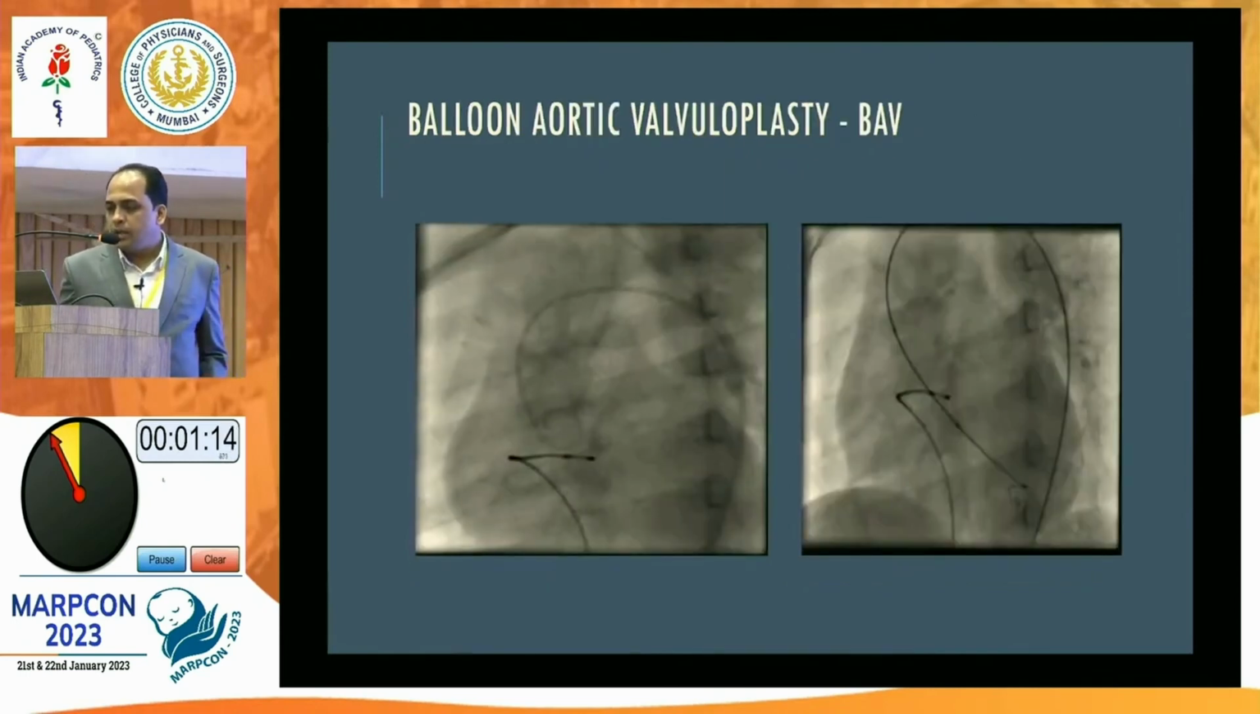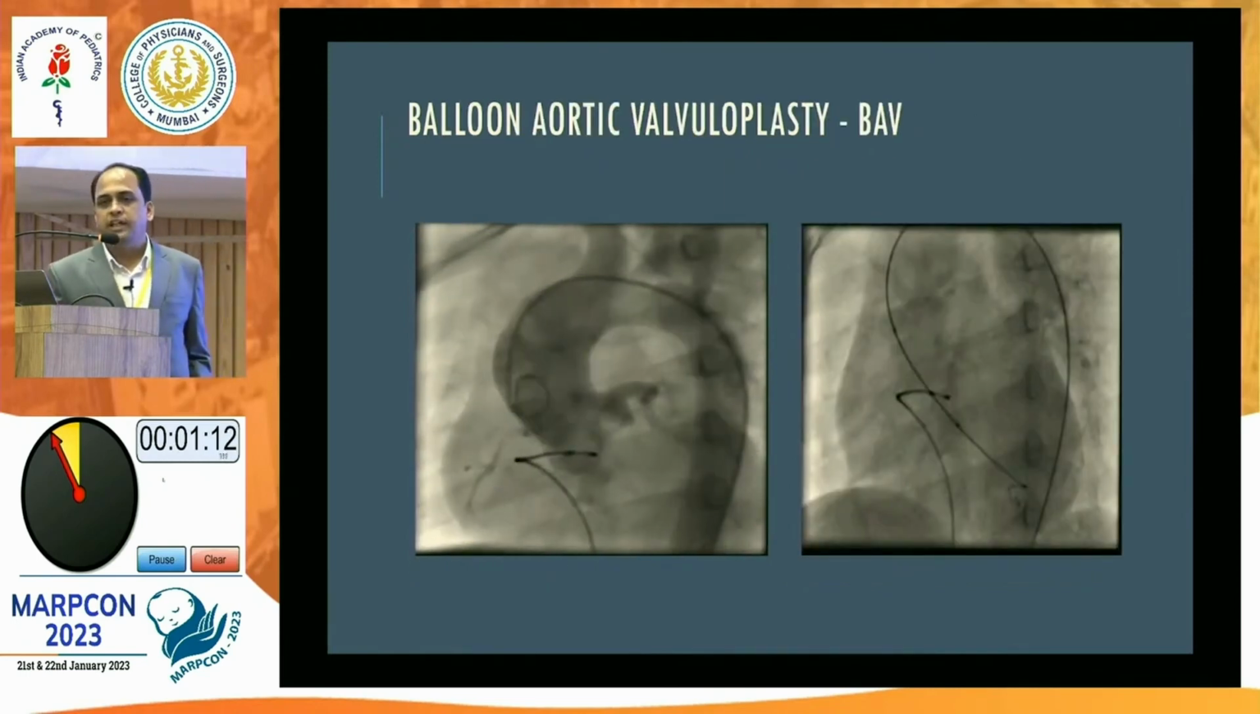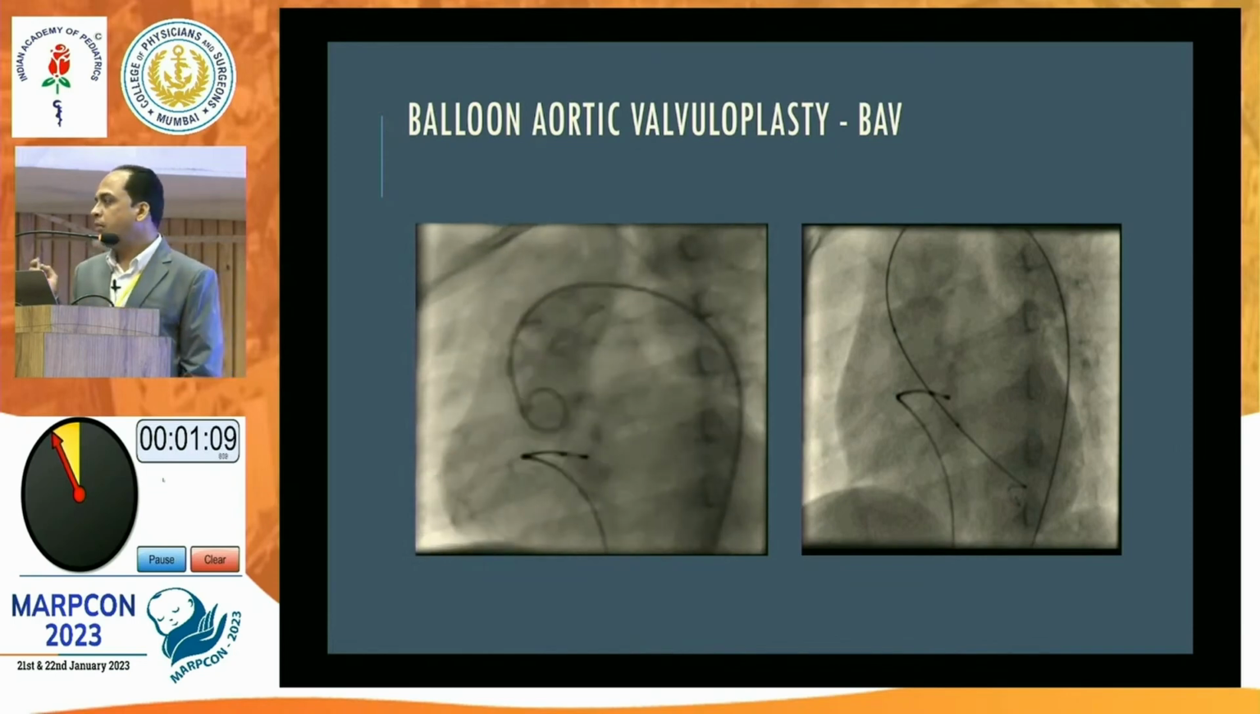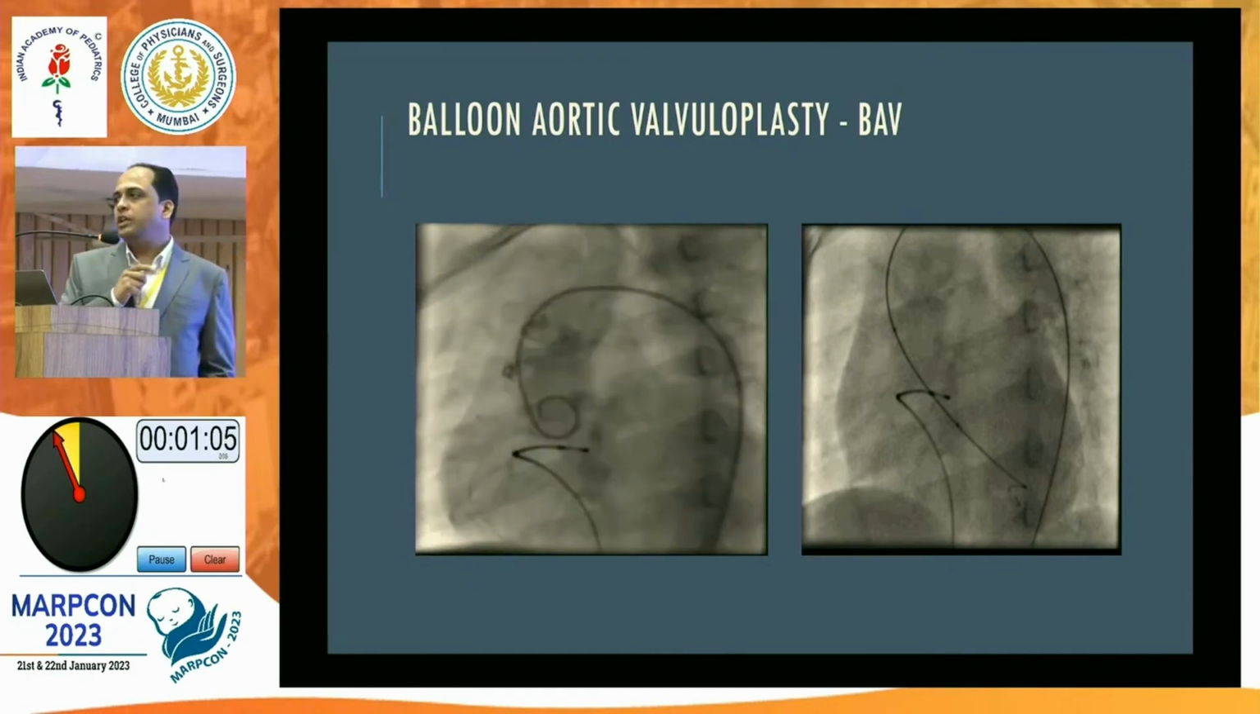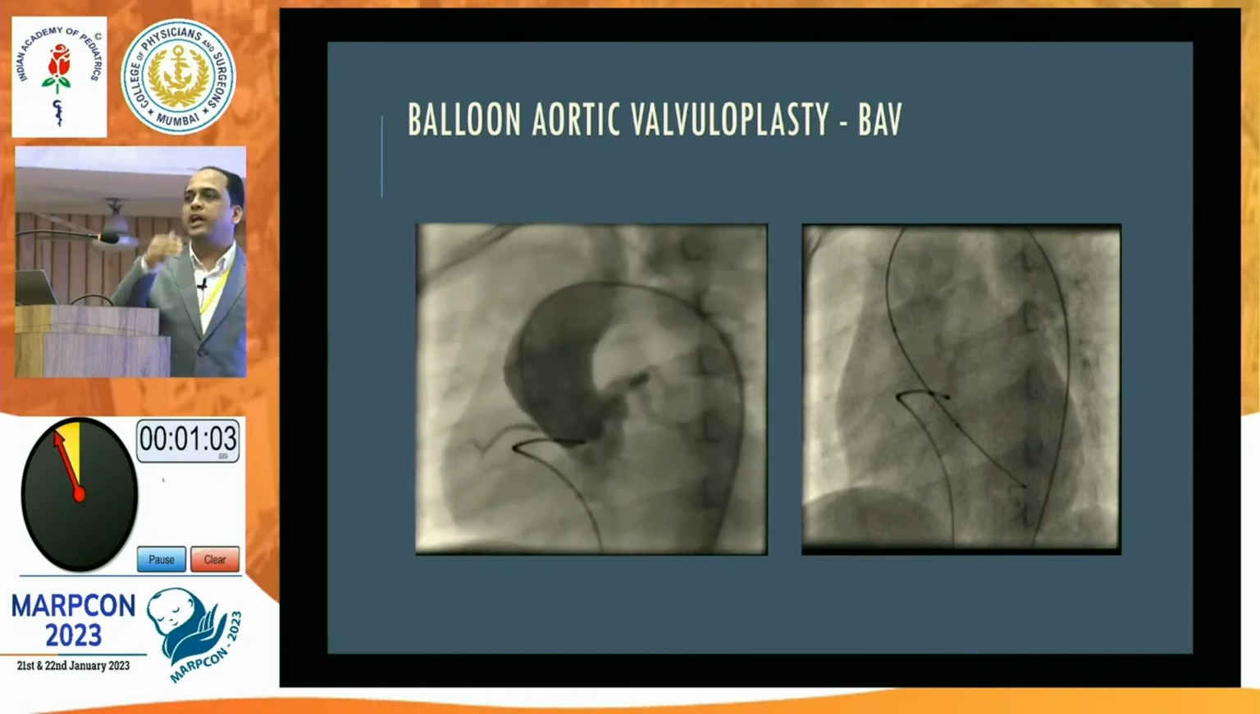Another common case is balloon aortoplasty. It is the same as pulmonary valvuloplasty, but a little bit more difficult, because in the first valvuloplasty, what we are doing is going from the right atrium, right ventricle, pulmonary artery.